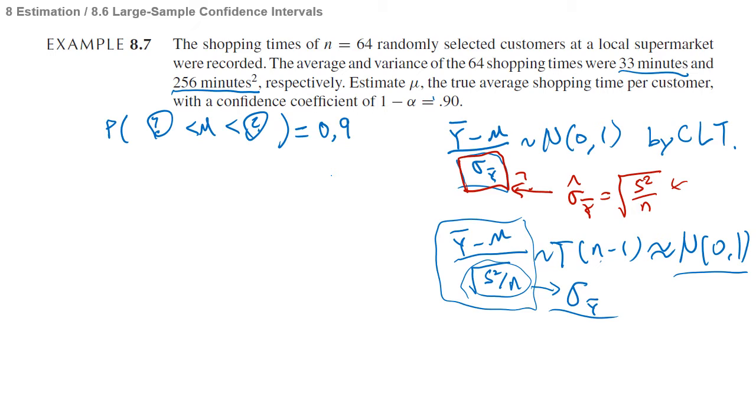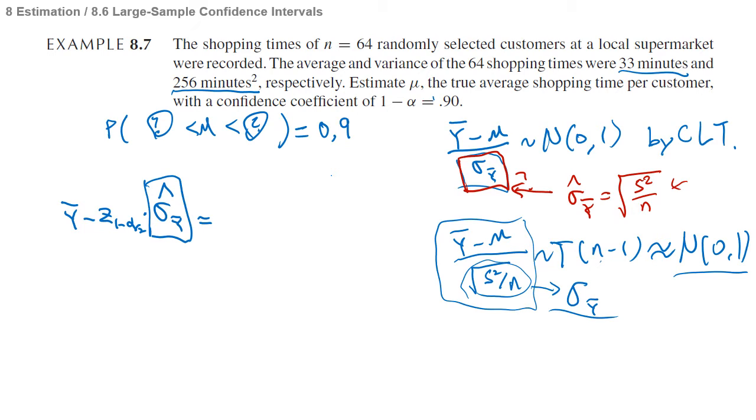So what we will do is that in the previous example, example 8.6, we derived that the confidence bound is theta hat, which is y bar here, minus z alpha over 2 times sigma y bar. And from here, we want to use the estimate for this thing. This is our lower bound, and let's try to calculate it.